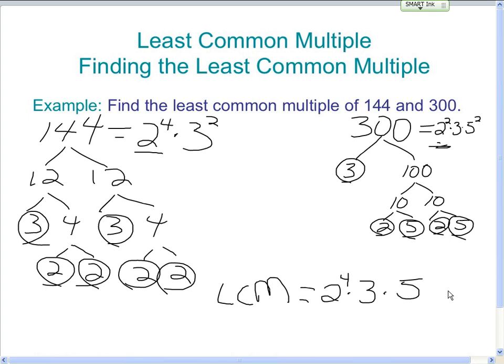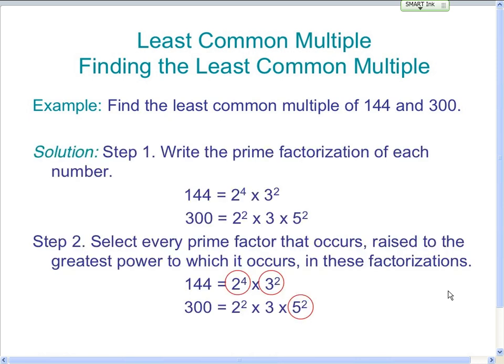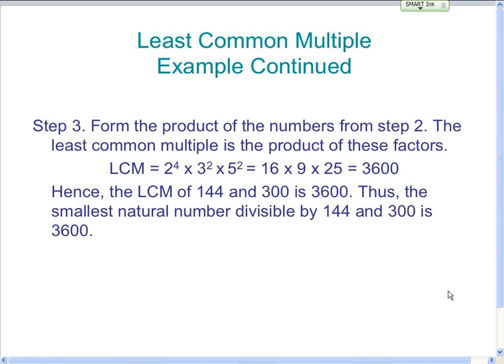Look at the 3's. We have a 3 squared and a 3. The larger exponent is 2. And I've got a 5 squared and nothing. This one does not have a 5. So the largest of those is going to be 5 squared. So you would multiply those out. I don't have a calculator handy, so I'm going to cheat and go to the next slide, which gives us 3,600 as the least common multiple.